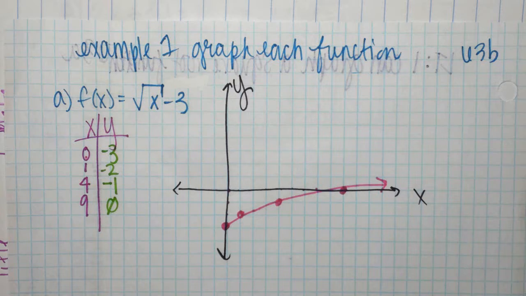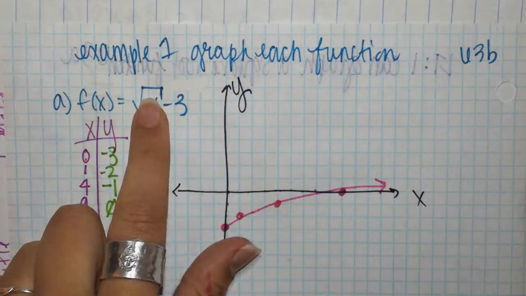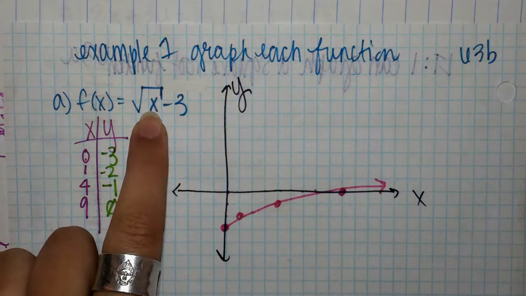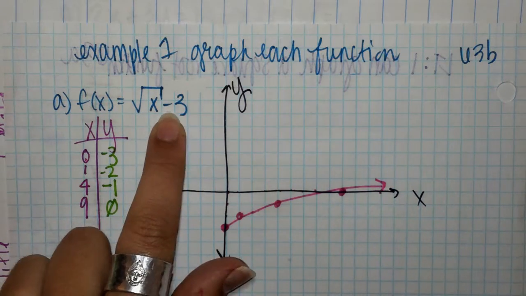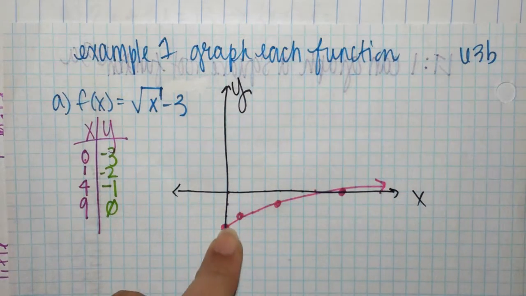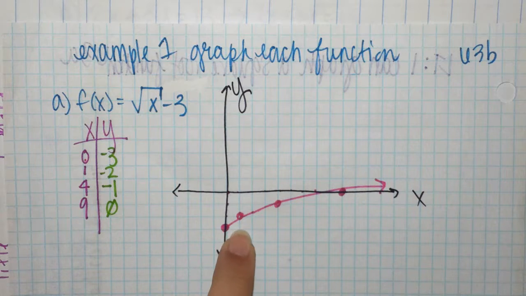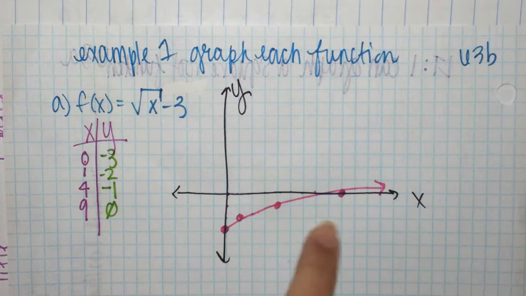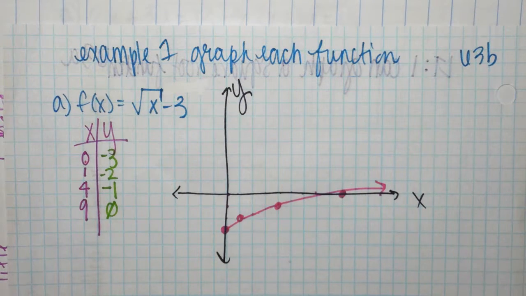Does everybody see what we did? Yes, ma'am. Now, using what we know about the vertex form, h is the x value of our vertex. And did we have a number under the radical? So it's 0. And then it moved down 3. So did we go down 3? And then we went right 1, up 1, right 4, up 2, right 9, up 3. That's all you have to do.